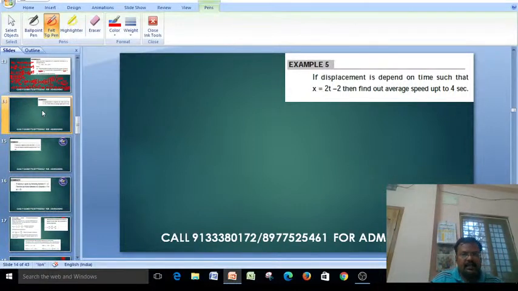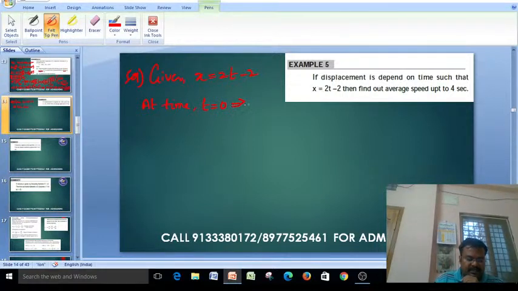To solve this one, what about the given equation first of all? Let us check it. Solution. Given is x equal to 2t minus 2. So find out the average speed up to 4 seconds, he is asking. So up to 4 seconds, you have to take at the time of t equal to 0.